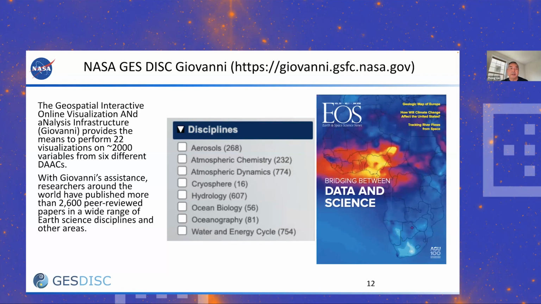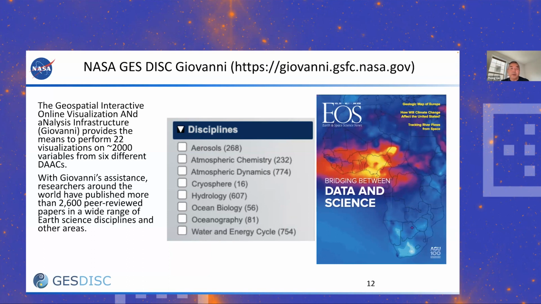different NASA data centers. So Giovanni includes many weather variables, such as temperature, wind, and precipitation, from satellite observations and model data. The figure on the left shows the number of variables in different disciplines available in Giovanni. So with Giovanni's assistance, researchers around the world have published more than 2,600 peer-reviewed papers in a wide range of earth science disciplines and other areas.